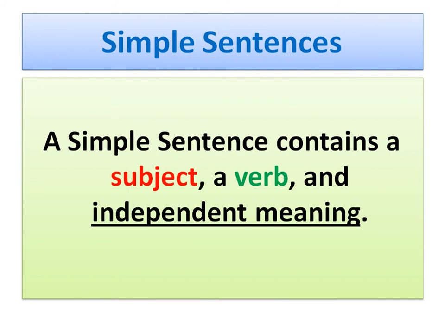A simple sentence contains a subject, a verb, and independent meaning, or a complete thought. A subject is a noun that is performing the verb in the sentence. A verb is an action or a state of being. Independent meaning means that the sentence doesn't rely on anything else in order to make sense. When you hear it, you know how to respond.